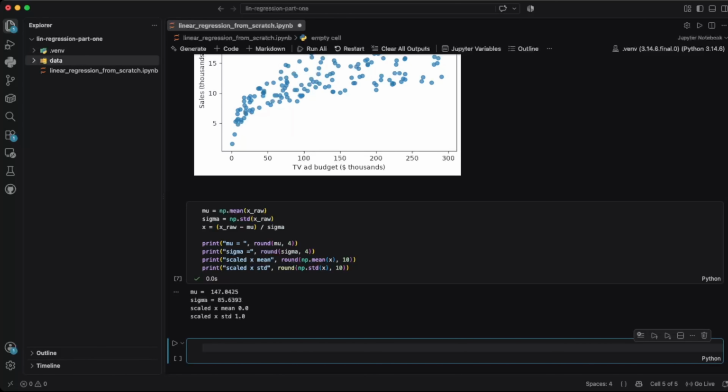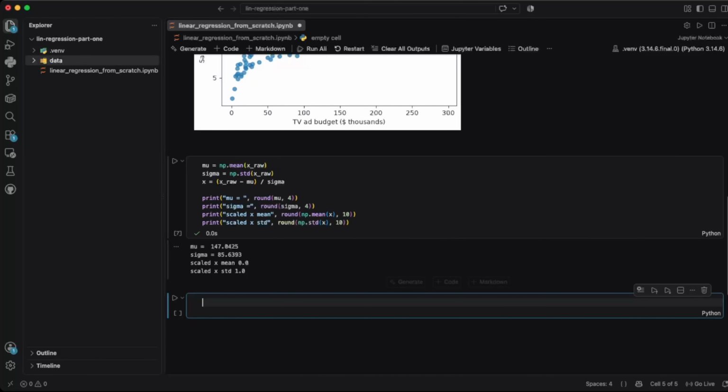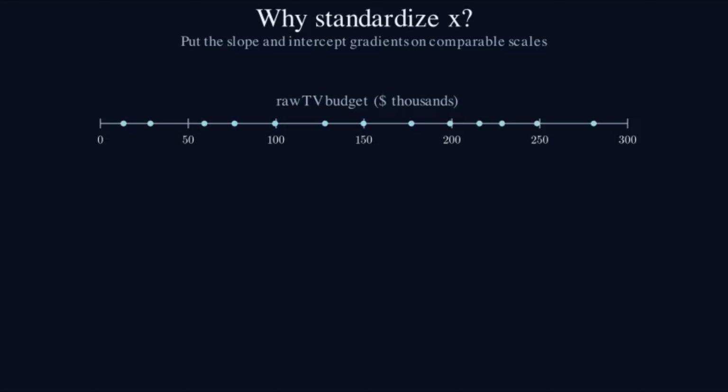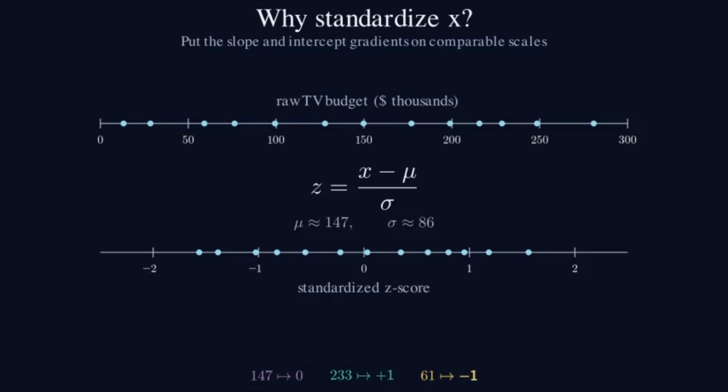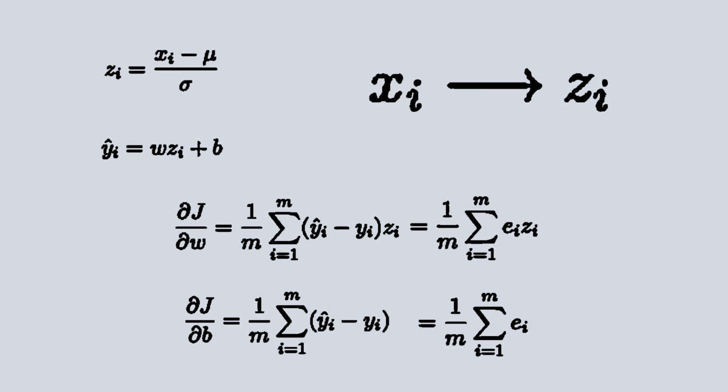We will still predict the original sales y, and after training, we convert the weight and bias back to per $1,000 of TV units. After scaling, a scaled x of 0 means an average TV spend, and +1 means one standard deviation above average, so about $86,000 extra. Most of our data now falls between -2 and 2 instead of 0 to 300. So the derivative of J with respect to w no longer gets multiplied by 150. It gets multiplied by a number around 1, in the same order as the derivative of J with respect to b.